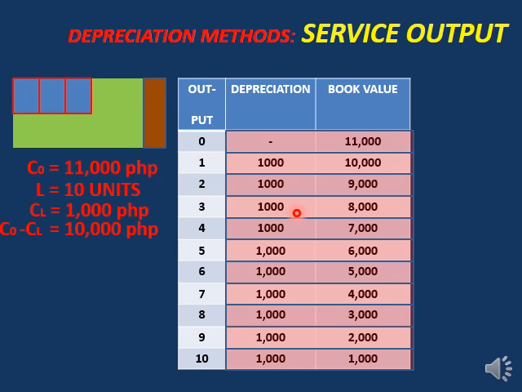Or when we say based on life, the machine will depreciate based on the linear method. After the fourth unit of printing, it has depreciated another 1,000, another 1,000 for another unit, and so on, until printing the ninth unit of papers. The machine has depreciated 1,000 and the book value is now 2,000.